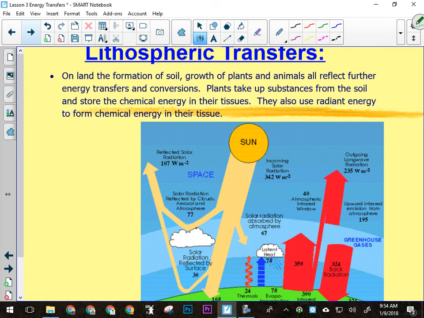All right, so like we said, the formation of soil and growth of plants. Plants take up those substances from the soil and store chemical energy in their tissues. So the lithosphere is more about the use part of the equation than it is about the transferring part.